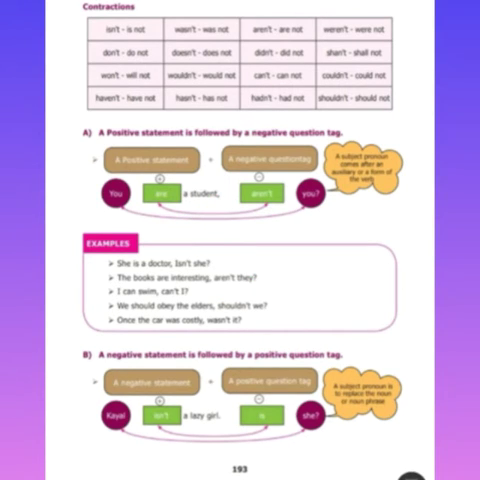A negative statement is followed by a positive question tag. Now look at this negative statement. Kyle isn't a lazy girl. Since the statement is negative, the question tag used should be positive. So the question tag is she. Here, she is the subject pronoun. A subject pronoun replaces the noun or noun phrase.